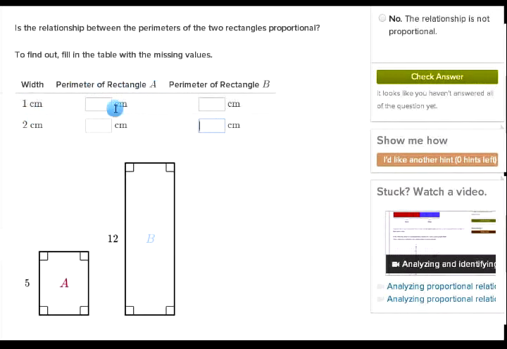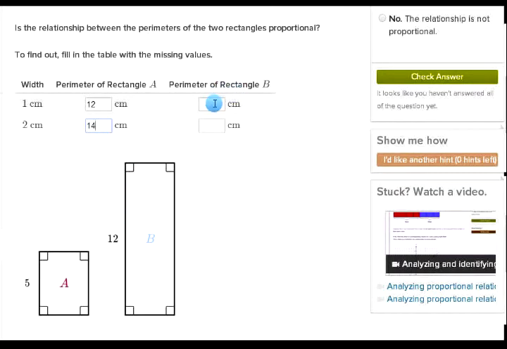Perimeter of rectangle A. So we're dealing with just rectangle A. If the width is 1, so that means this is 1, this is 1. So what's my perimeter around? Well, this is 5, this is 5, this is 1, this is 1. 5 plus 5 is 10, 11, 12. That's 12. Perimeter of rectangle A if the width is 2. 5, 2, 5, 2. 5 plus 5 is 10, 11, 12, 13, 14. So that is 14.